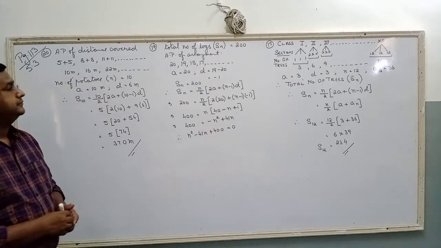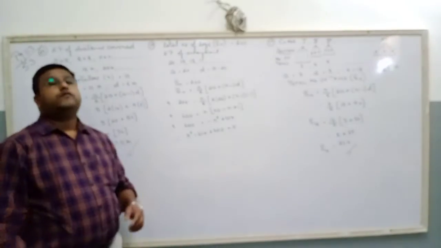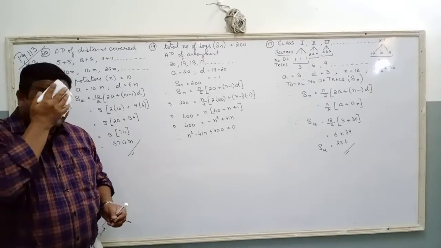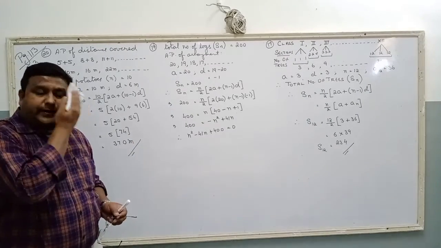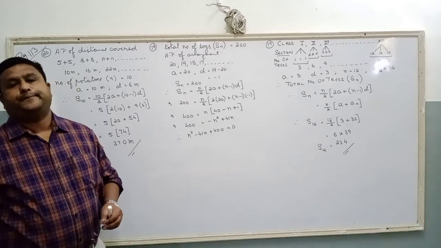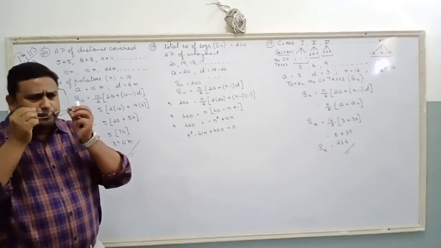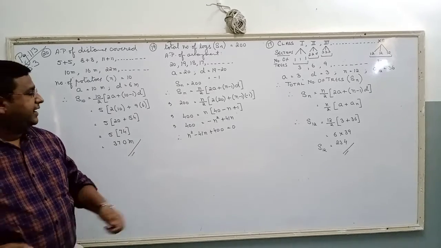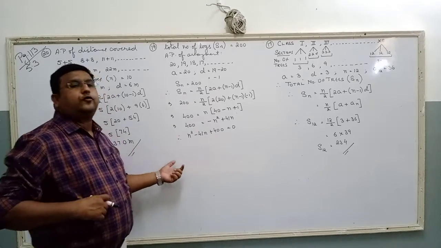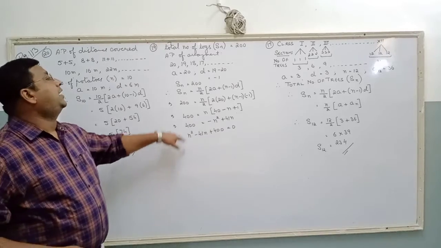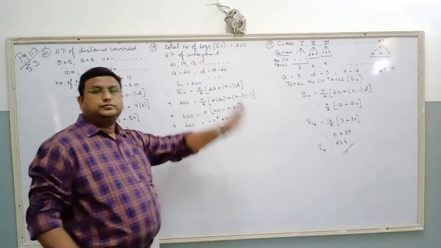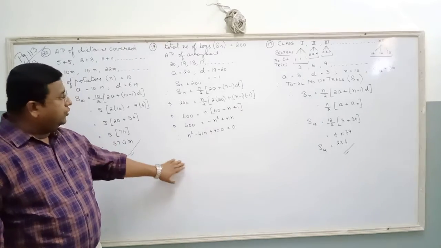Can you see that? It is a quadratic equation. You can solve it by factorization method as well. Clear? Please ensure that you do it very carefully. The quadratic formula can be applied. We'll get the number of rows. After that, you have to find the number of logs in the last row. Alright, this is what you have to do.